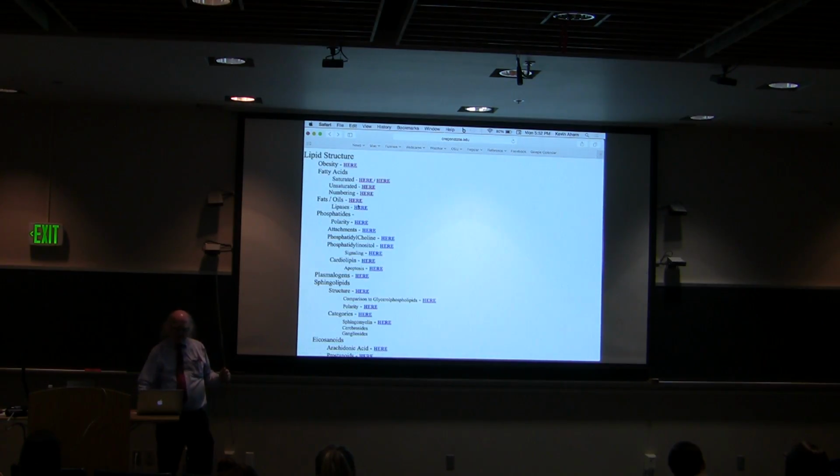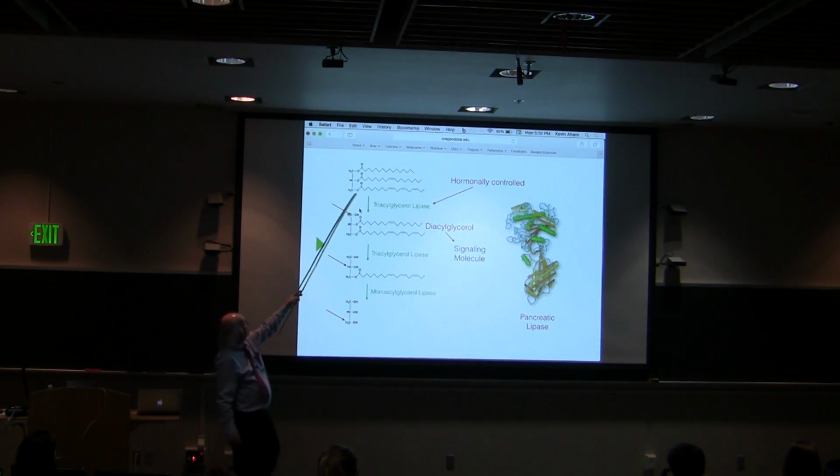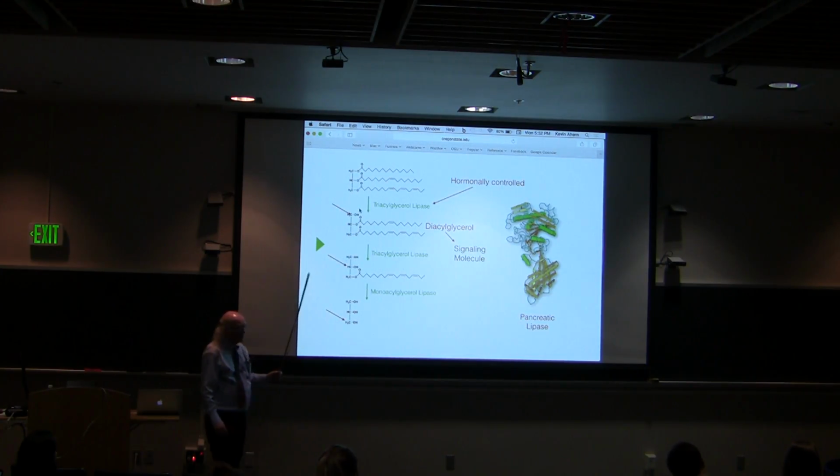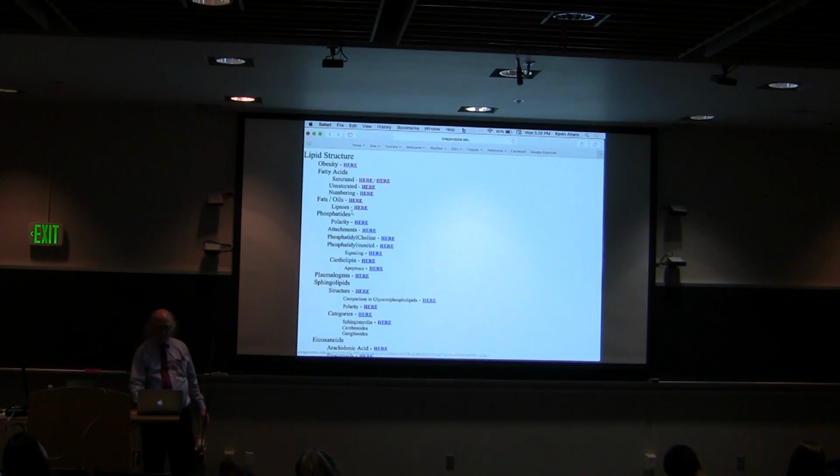Okay. I talked about enzymes that break down fats, and those are called lipases. We'll also see they break down the glycerol phospholipids as well.